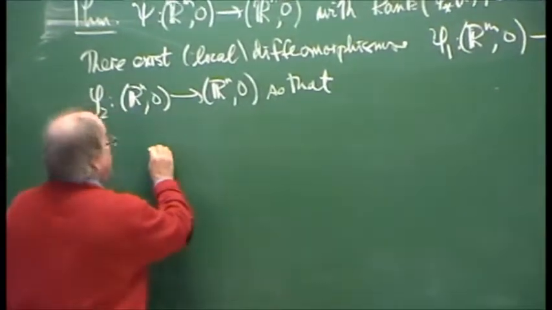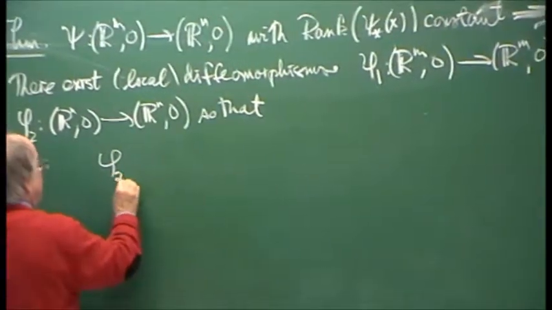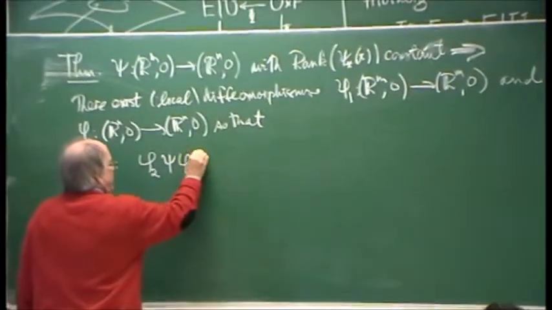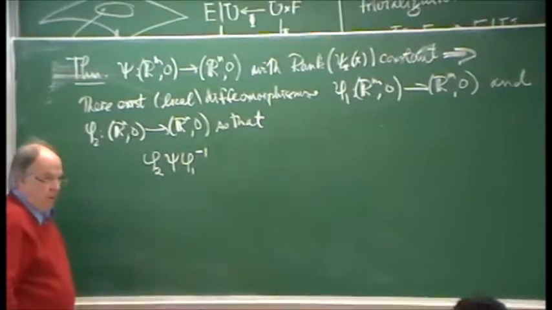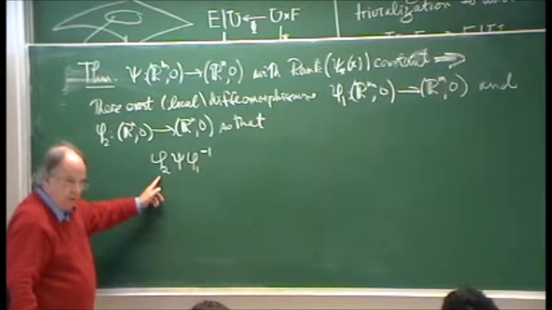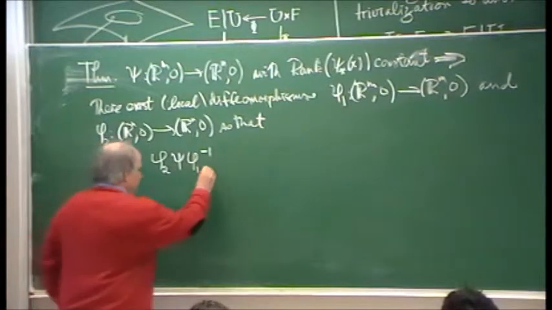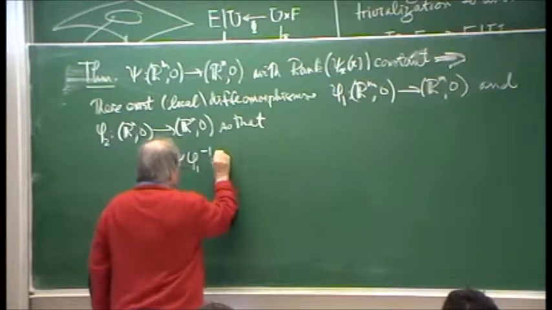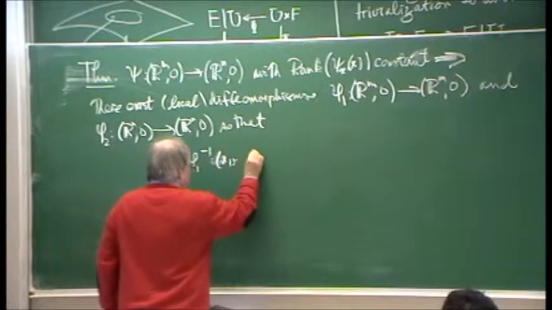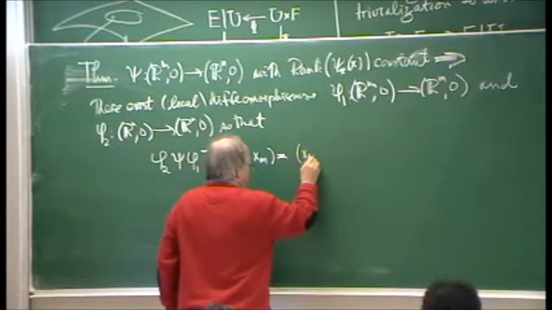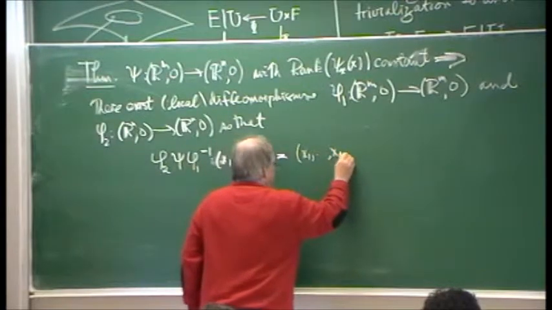after applying these mappings, phi 2 C phi 1, I always like to write inverse here. So this is the action of the diffeomorphism group on the right side, on the correct side here. This is the way diffeomorphisms act. This mapping is a projection. Say, of x1 through xn equals x1 through xk.